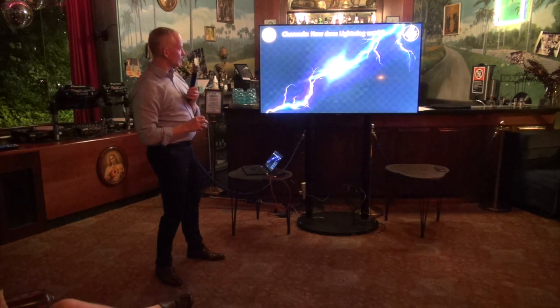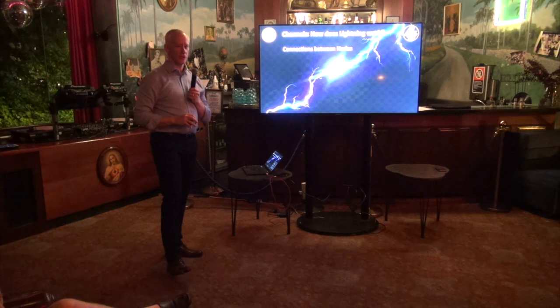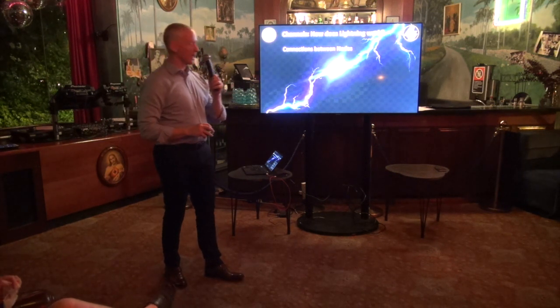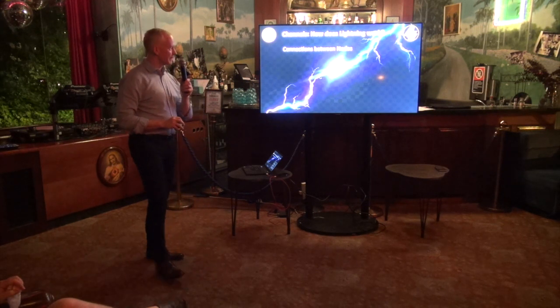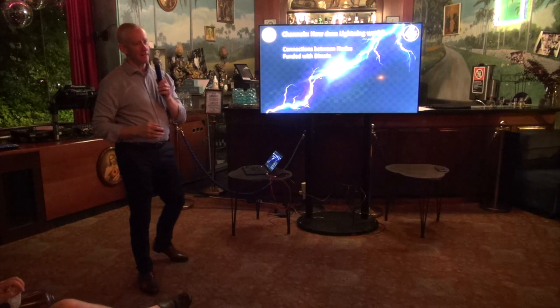So, on top of nodes, channels. Channels are connections between nodes. They're funded with Bitcoin and denominated in sats.